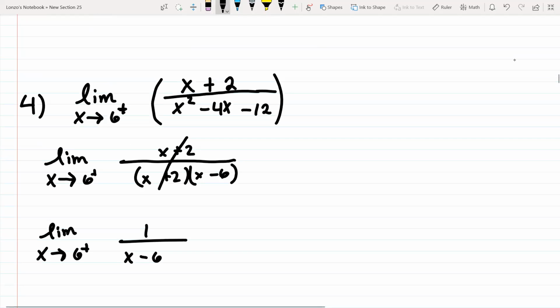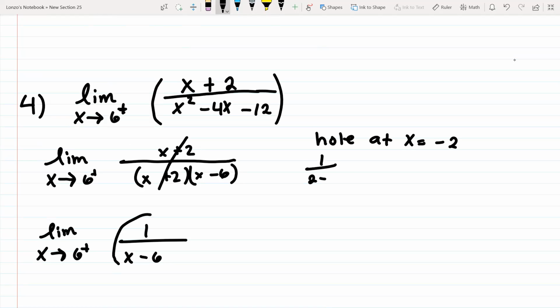So what do you know? Remember, if you go back to college algebra, if something cancels, x plus 2 in our case, you have what's called a hole. So we have a hole at x equals negative 2, right? Because if you set x plus 2 to 0 and solve for x, you get negative 2. Then to find the y value, you put it into this one. That'd be 1 over negative 2 minus 6, which is negative.